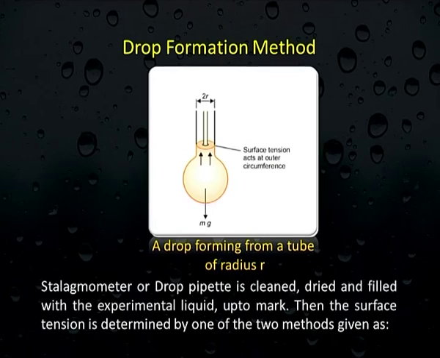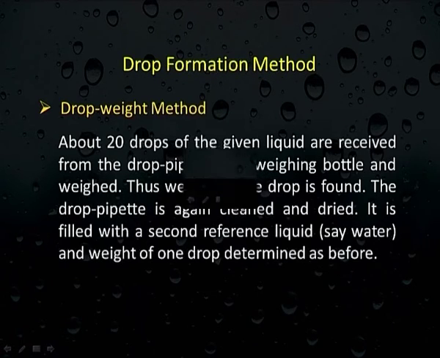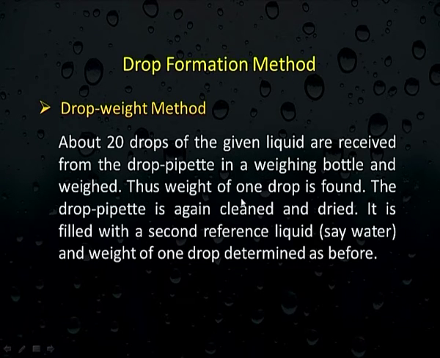Now, we can further see here from this diagram how this drop is being formed at the lower end of the capillary and the inward pull due to surface tension. It is acting in this direction and the downward force due to weight of the drop is acting in the opposite direction. Now, we will determine the value of the surface tension with the help of drop weight method.